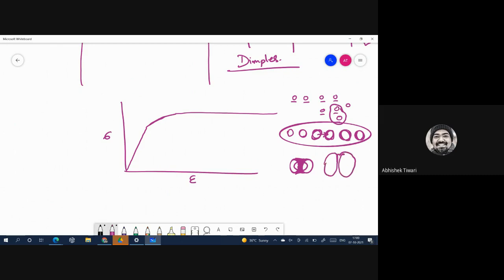So what is actually happening is that the voids are increasing. Well, that is not actually happening. Actually, what is happening is that the material between these two voids is getting extended. When it is getting elongated, this dimension will decrease, right? So the wall between two voids is decreasing, and then they will snap and the material will break from here.